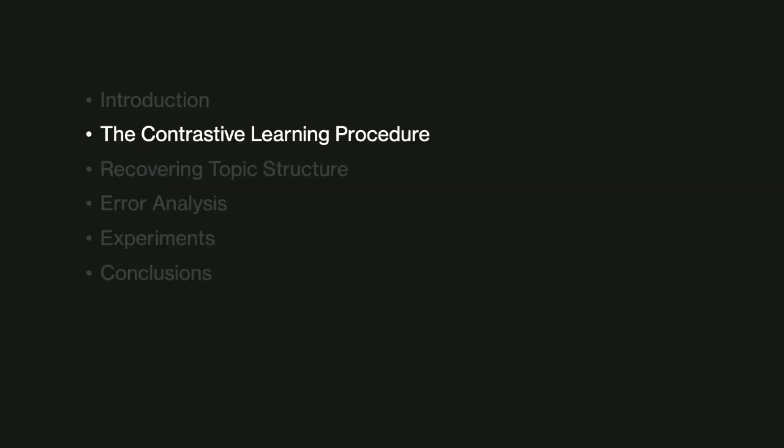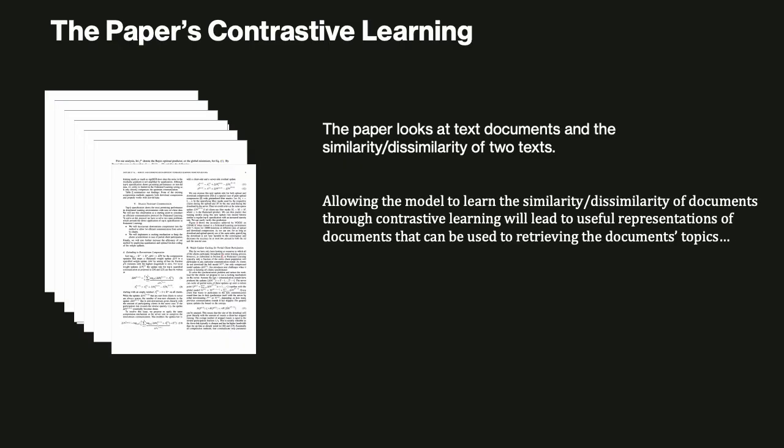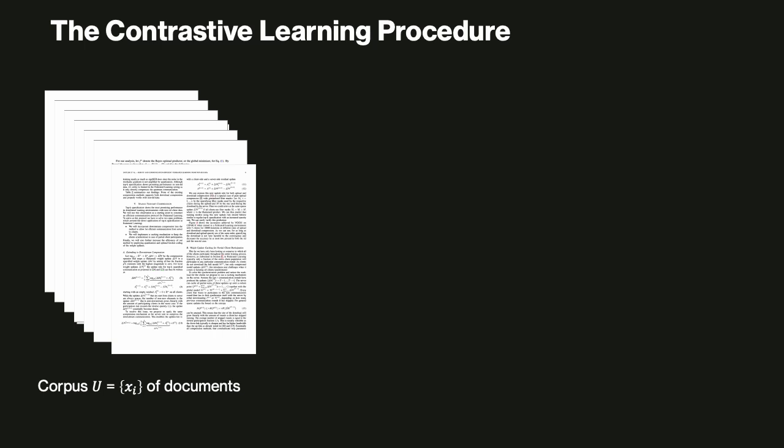Next, we'll look at the actual contrastive learning approach used by the paper. So the paper looks at text documents and the similarity/dissimilarity of two texts. So the author's assumption is that allowing the model to learn the similarity or dissimilarity of documents through contrastive learning will lead to useful representations.